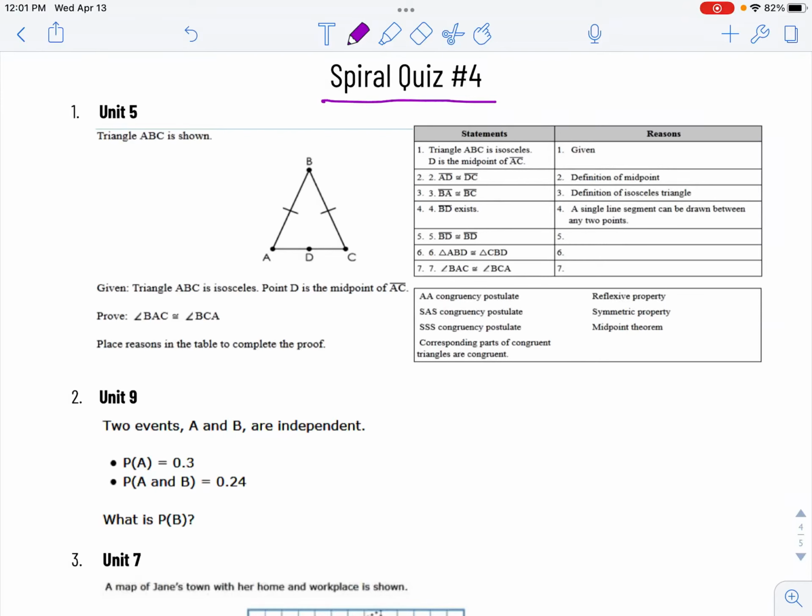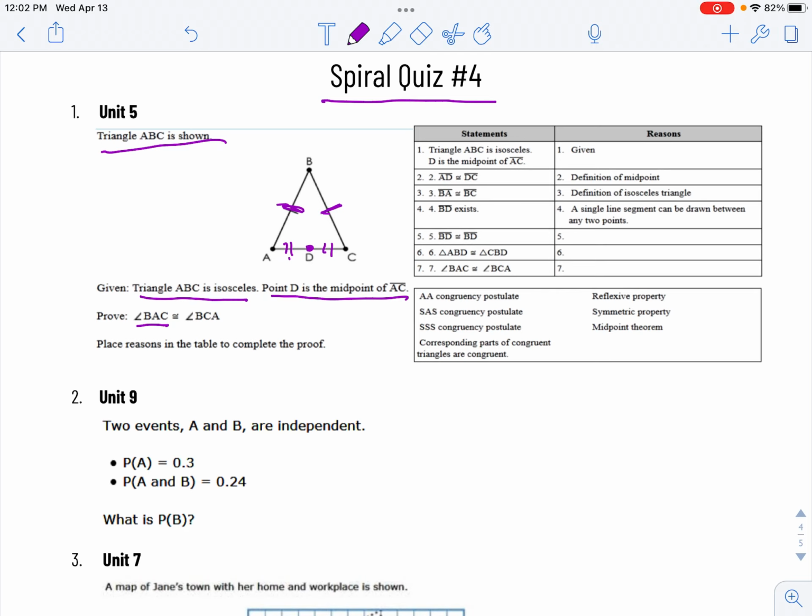Okay, in this spiral quiz number 4, we have another two-column proof. Triangle ABC is shown, and it's given that it's an isosceles triangle, so that's why those tick marks are there. It's also given that point D is the midpoint of AC, so we know AD is congruent to DC.